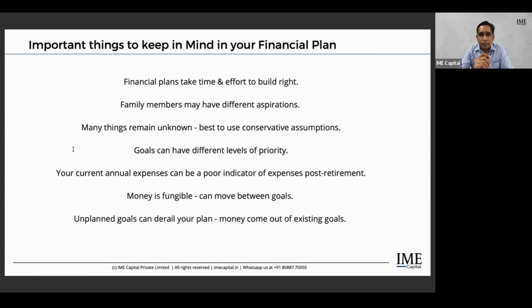Now, when you are building a financial plan, it is very important to understand a few things. And this is not a financial planning webinar, it's an investment mandate webinar. We probably have a separate financial planning webinar where we go into some of this in much greater detail. But a few important things to keep in mind. One, financial plans take time and effort to build, right. In our experience, it probably takes a minimum of an hour to create a financial plan.